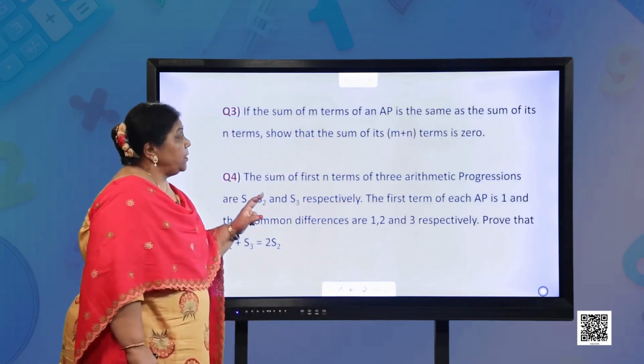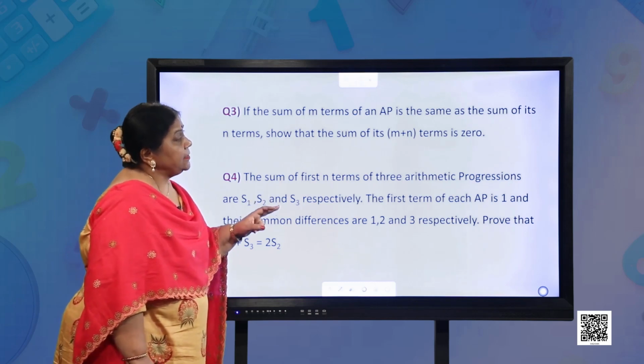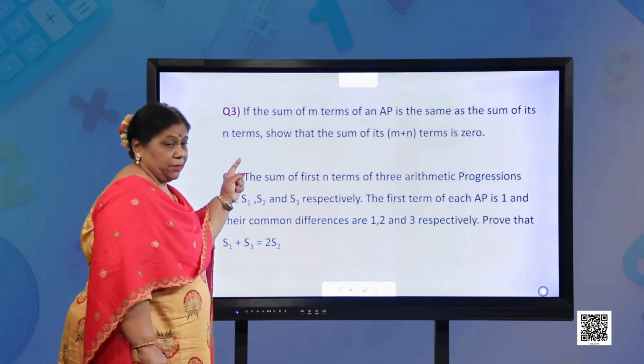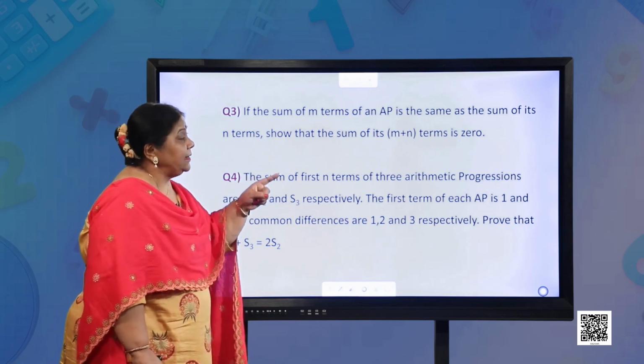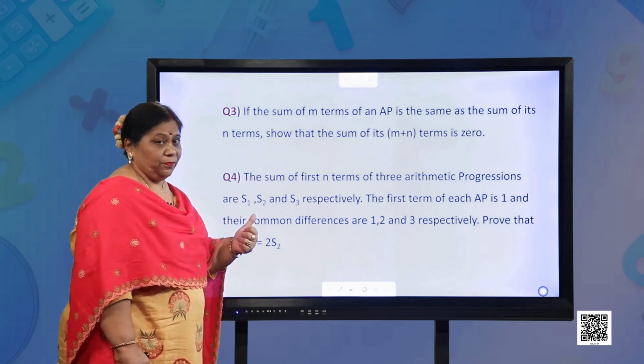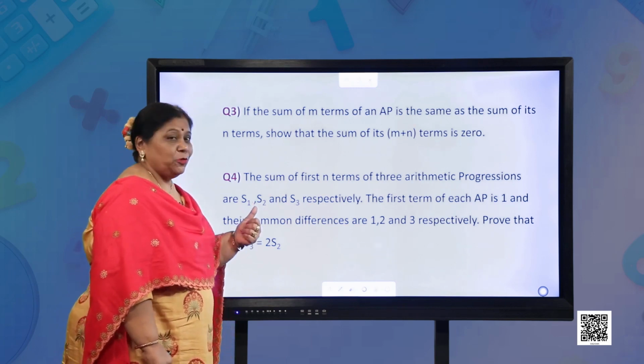Next, if the sum of the m terms of an AP is the same as the sum of its n terms, show that the sum of its (m plus n) terms is 0. Very interesting question, please try, you will be able to do it, I am sure.